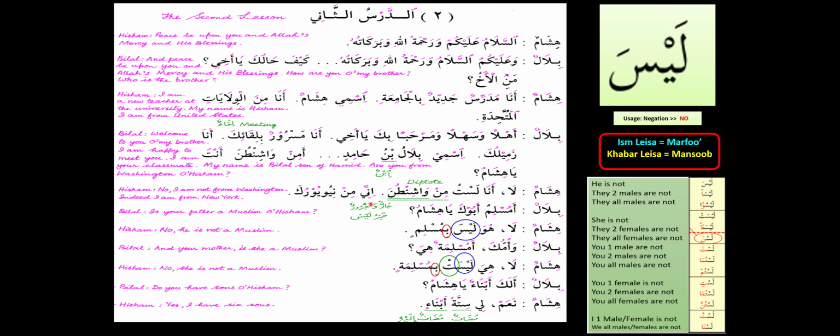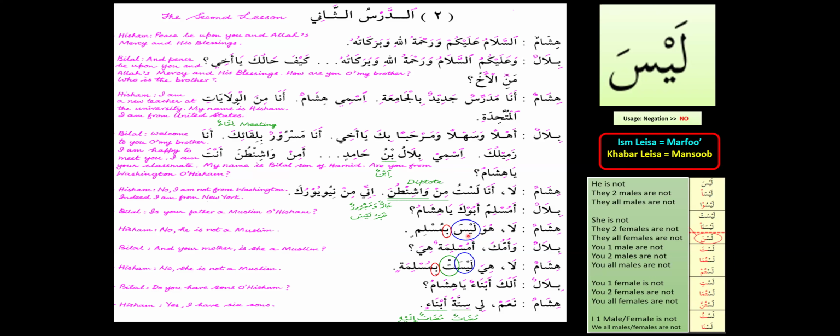Inni min New York. I am from New York. Once again, min is coming, but for New York there is no kasra, because it's a foreign name. So New York will be written the way it is. Then Bilal is saying, a Muslimun abuka ya Hisham? Is your father a Muslim, O Hisham? So Hisham is saying, La, huwa laysa bi Muslimin. No, he is not a Muslim.